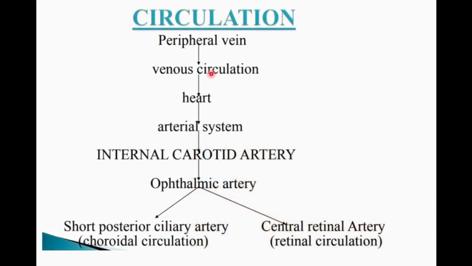So how do we start this? We inject the dye in the peripheral circulation. From the peripheral circulation, it enters into the venous circulation, then into the heart, into the arterial system, into the internal carotid artery. Via the internal carotid artery, it enters into the ophthalmic artery. Then, via the ophthalmic artery, it enters into the short posterior ciliary circulation and the central retinal artery, which further enters into the retinal circulation. Via the short posterior ciliary artery, we study the choroidal circulation. Even though we don't study it here, the dye still enters into that. And via the central retinal artery, we study the retinal circulation.